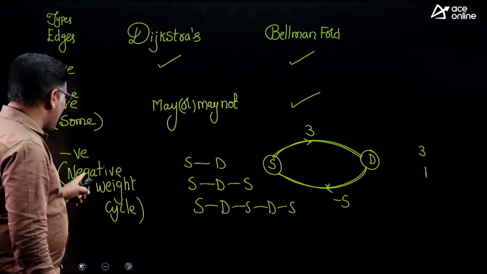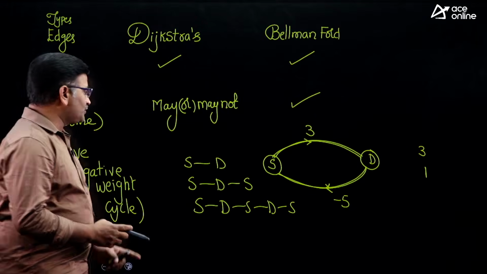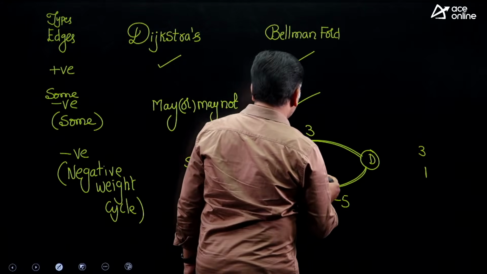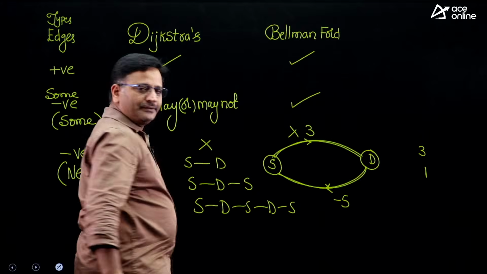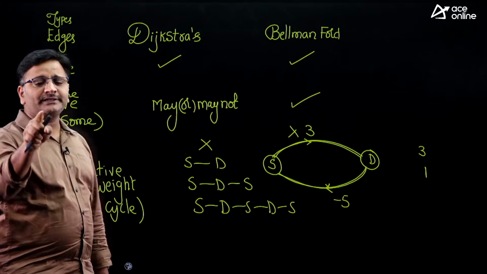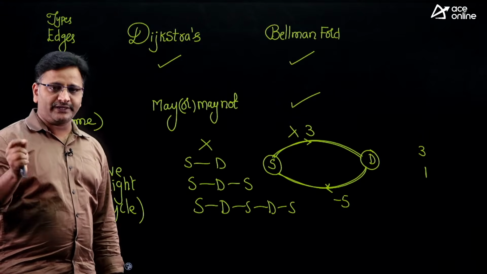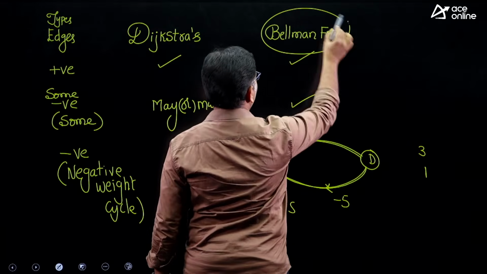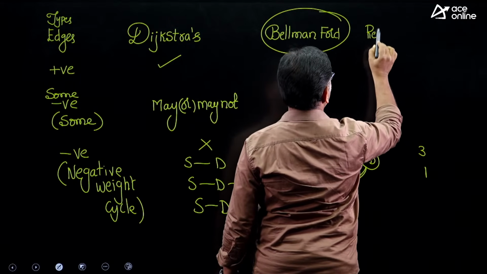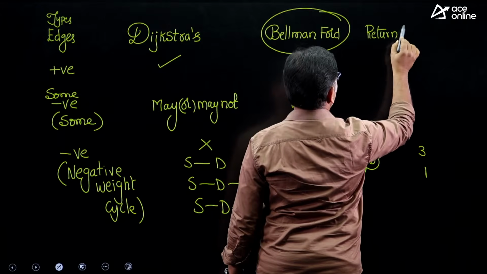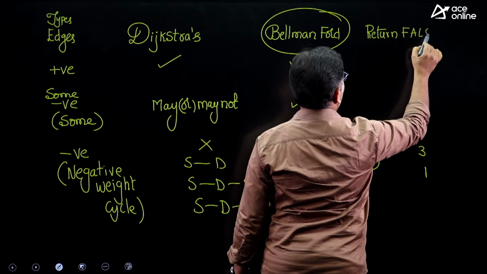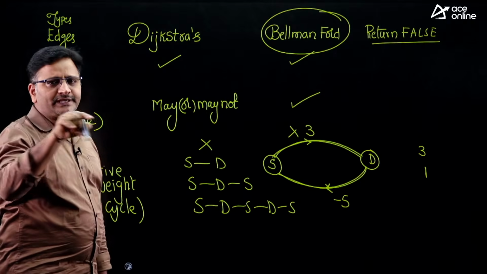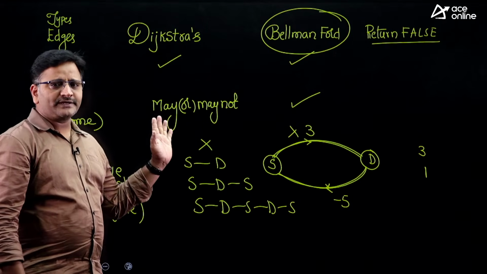Therefore, if the graph has a negative weight cycle, then no shortest path algorithm is available for finding shortest path distance from source to destination. But how do you determine whether the graph has a negative weight cycle or not? This Bellman-Ford algorithm returns false if the graph has a negative weight cycle. Therefore, what are the possible ways of asking a question from this?